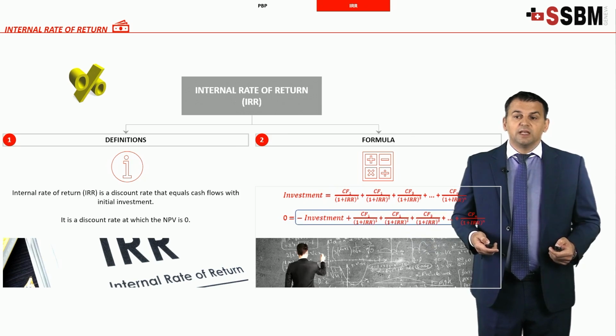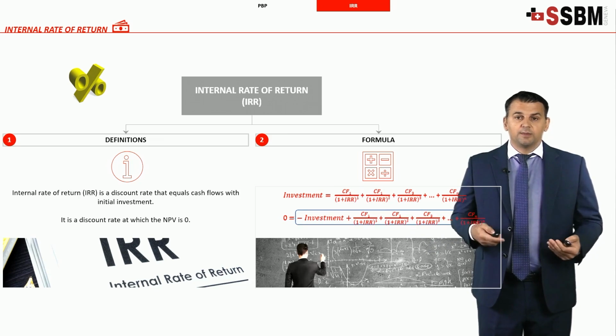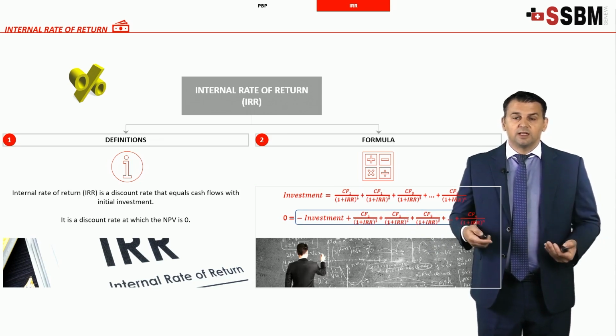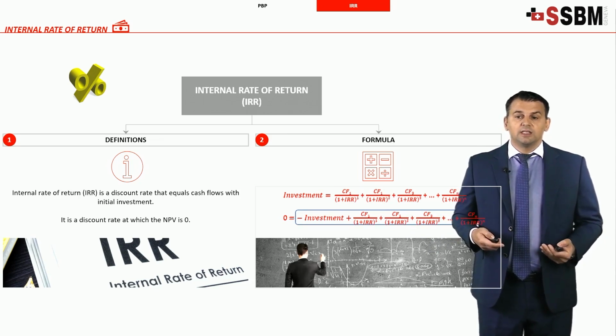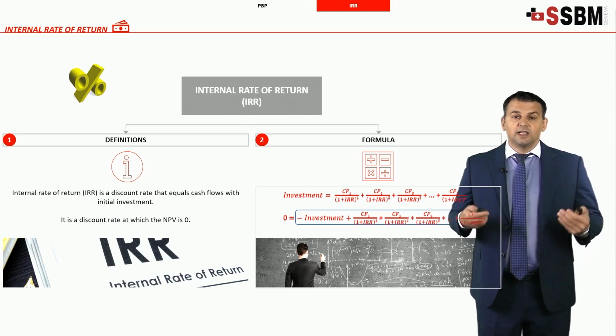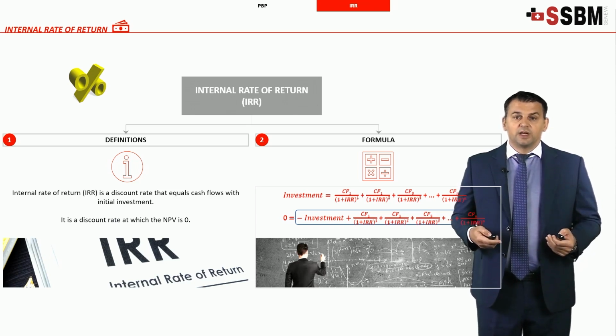So what is this basically? This formula, right, minus investment plus cash flow first year, second year and the last year, then you discount, is nothing less than the net present value. Net present value, this is what we call the net present value.